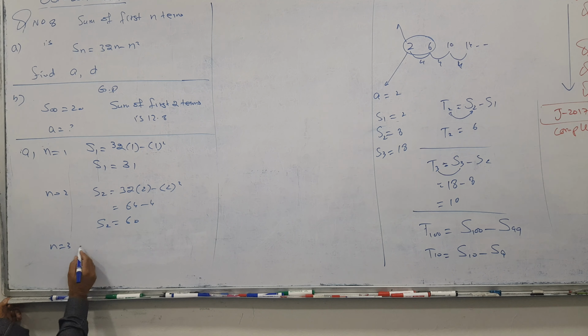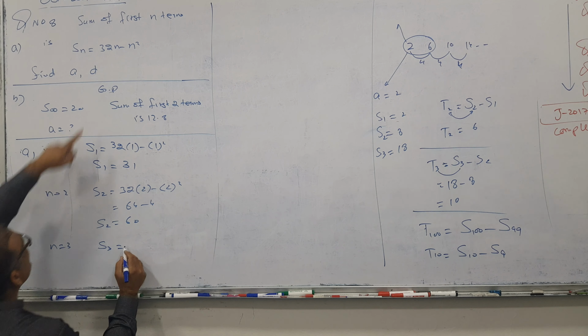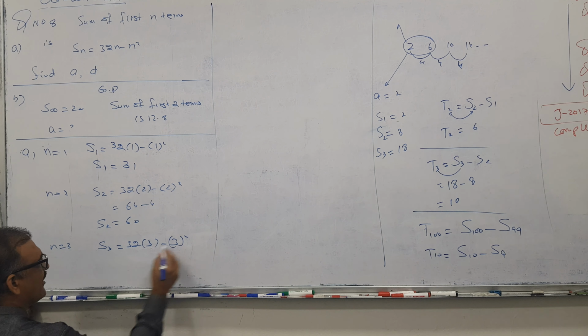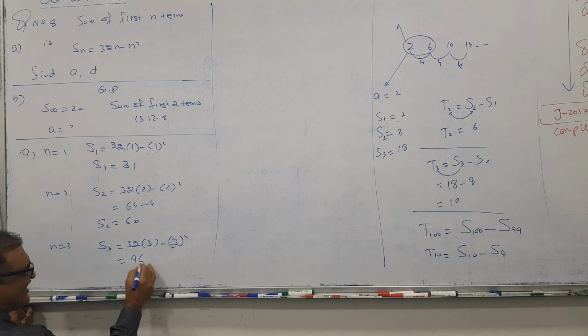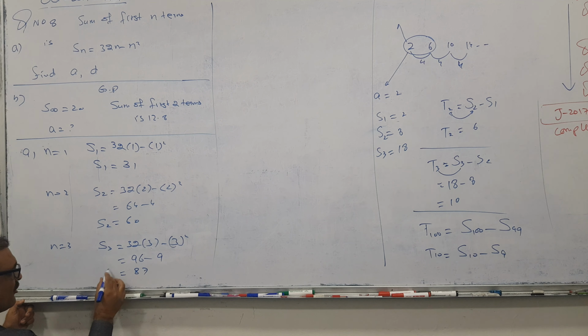Can I put 3? So what happens? Put 3 and 3. I got S3 equal to 32 times 3 minus 3 squared. So I got 96 minus 9. I got 87.